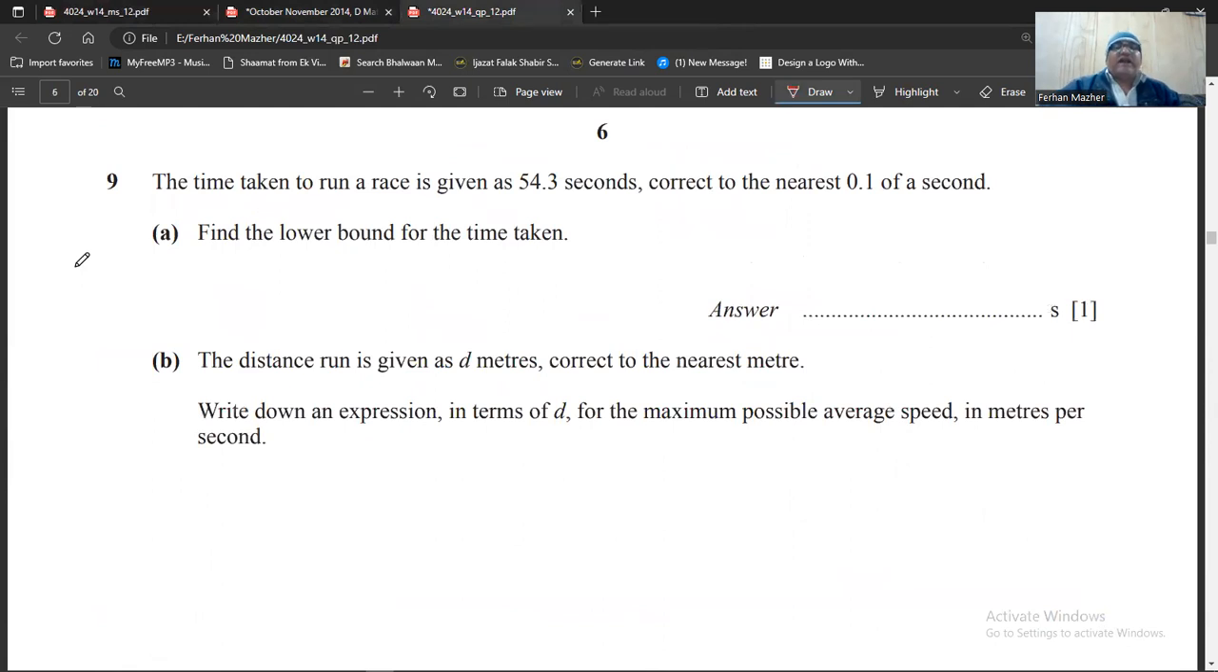Okay, so we are on question number 9. It says the time taken to run a race is given as 54.3 seconds, correct to the nearest 0.1 second. Find the lower bound of the time taken. So this is correct to the nearest 0.1 second, so divide by 2 and you will get 0.05 seconds. When you add this to the main time, you will get the upper bound, and if you subtract this from 54.3 seconds, you will get the lower bound of the time.